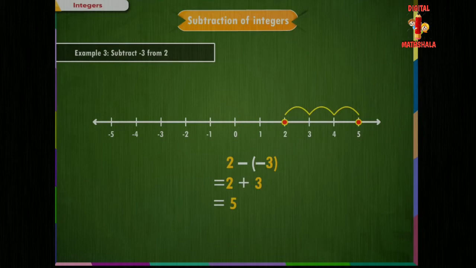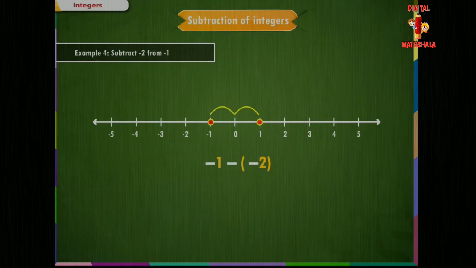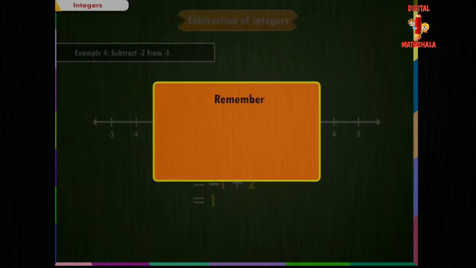We see here that minus and minus makes plus. This is our second sign rule. Example 4. Subtract minus 2 from minus 1. We write this problem as minus 1 minus minus 2. Using the above rule, we get minus 1 plus 2, which is equal to 1.